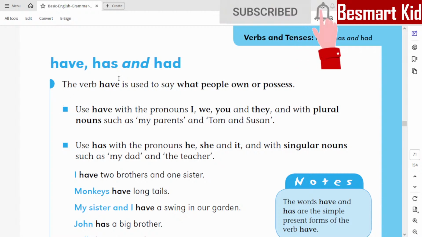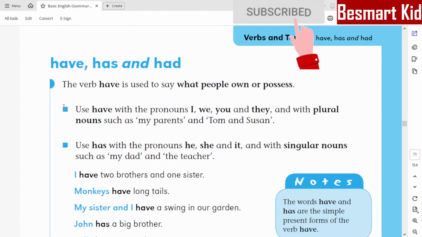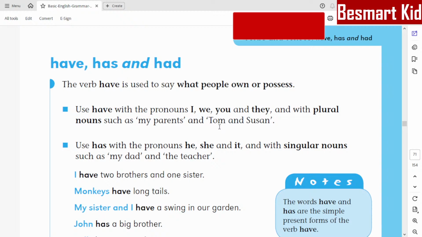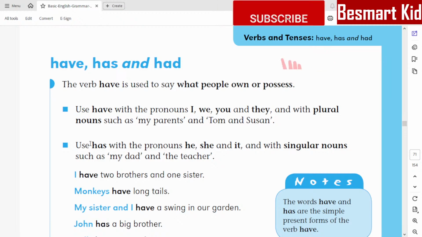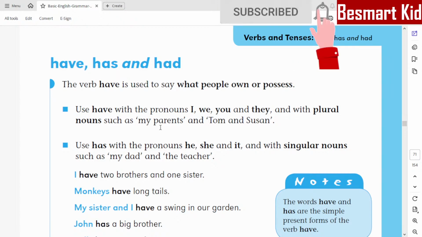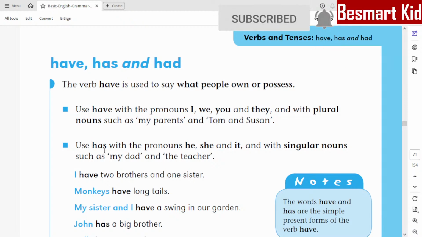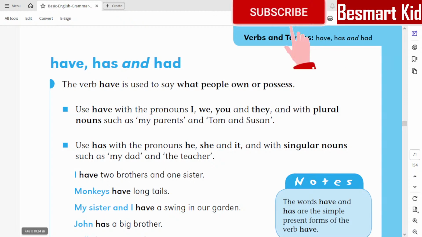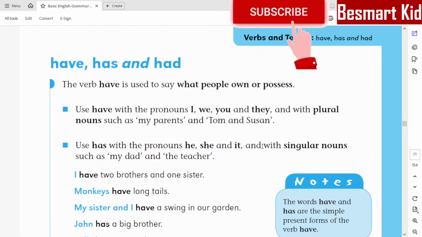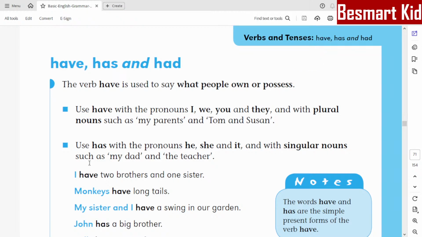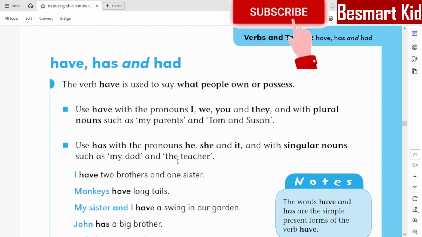Have and has and had. The verb have is used with I, you, we and they, and with plural nouns such as my parents and Tom and Susan. Use has with the pronouns he, she, and it, and with singular nouns such as my dad and the teacher.